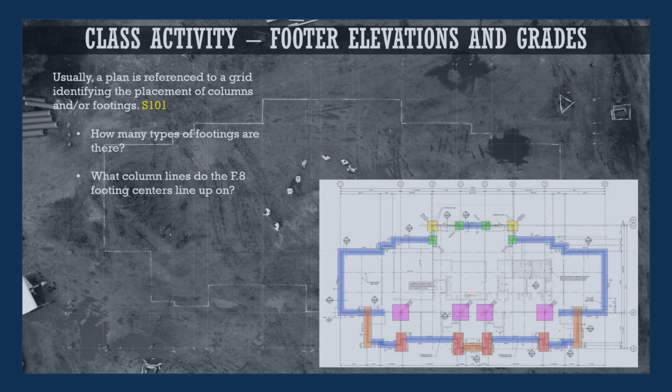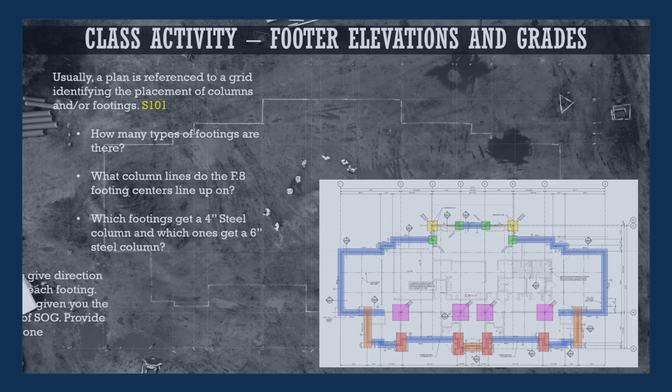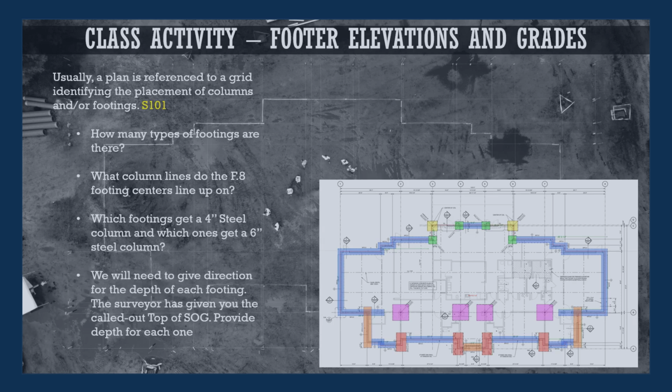Next up, what column lines give you the center of the F8 footings? We will need to quality check these dimensions. Steel isn't that forgiving, and epoxied anchors are never as good as embedded anchors. Speaking of steel, our authorized forklift operator is going to need to know where to stage the steel being delivered. Which footings get the 4-inch steel columns and which ones get the 6-inch? Lastly, our field team is having trouble with the depth of the footings we are excavating. Knowing the finished floor elevation, provide the depth of each of the footings so they can get back on task and we can plan for what's next.